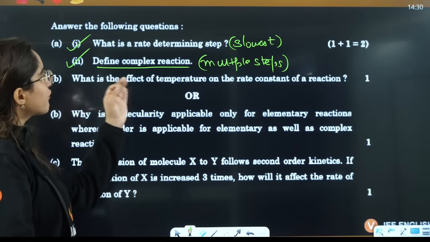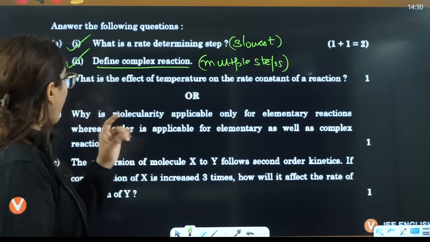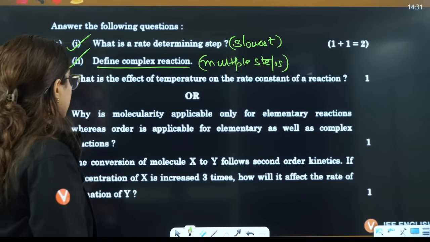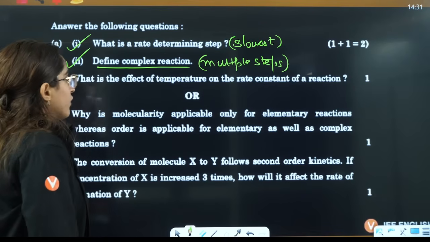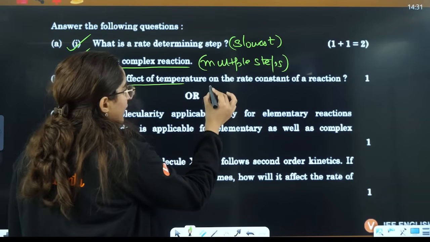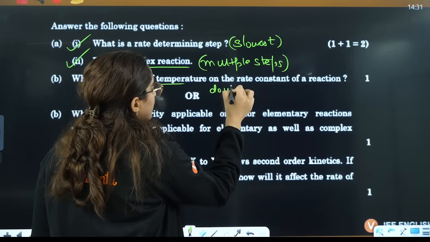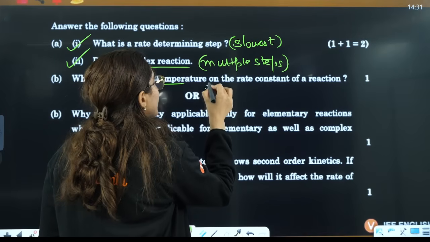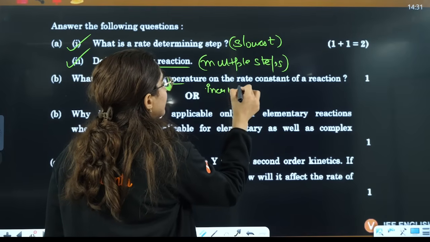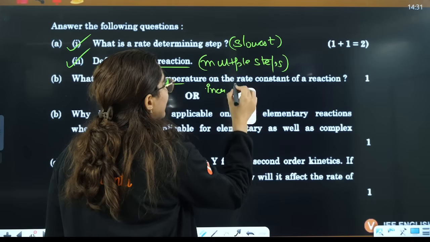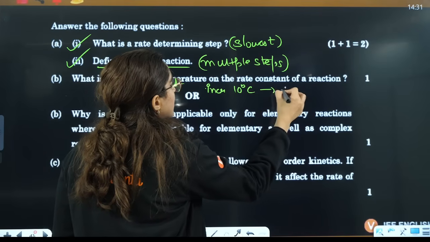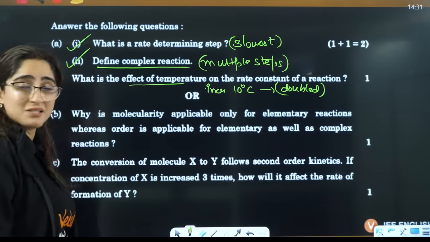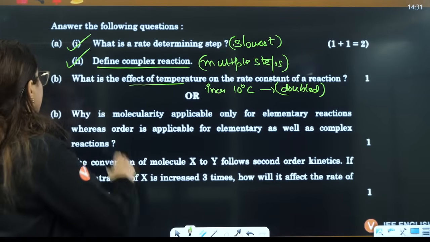Next is, what is the effect of temperature on the rate constant of the reaction? See, we have seen that as you increase the temperature by 10 degrees Celsius, the rate constant is doubled. This is a point that you need to write here.